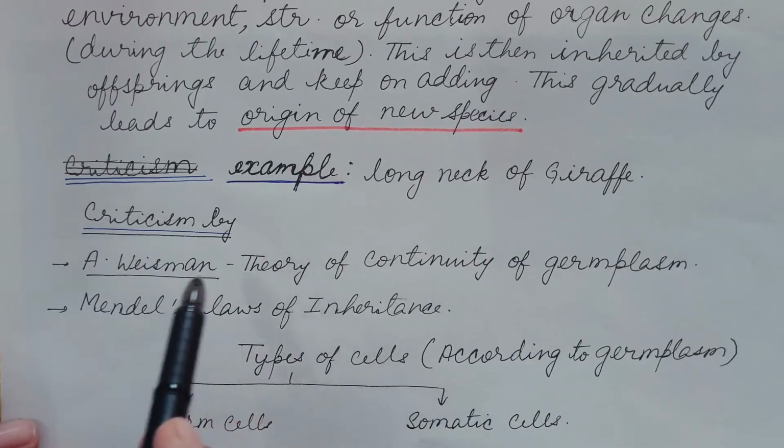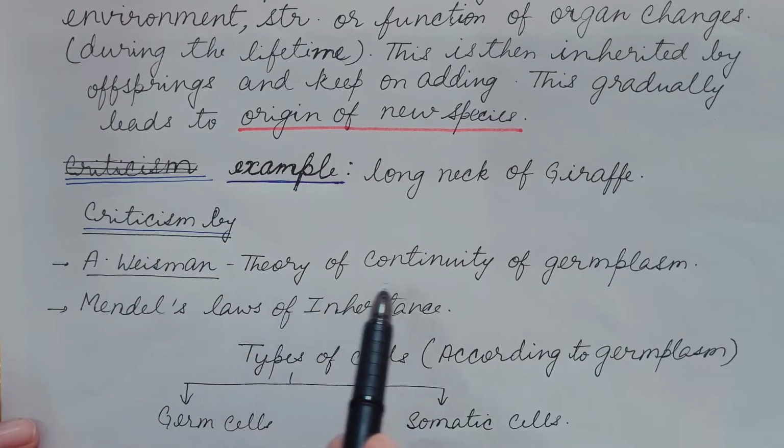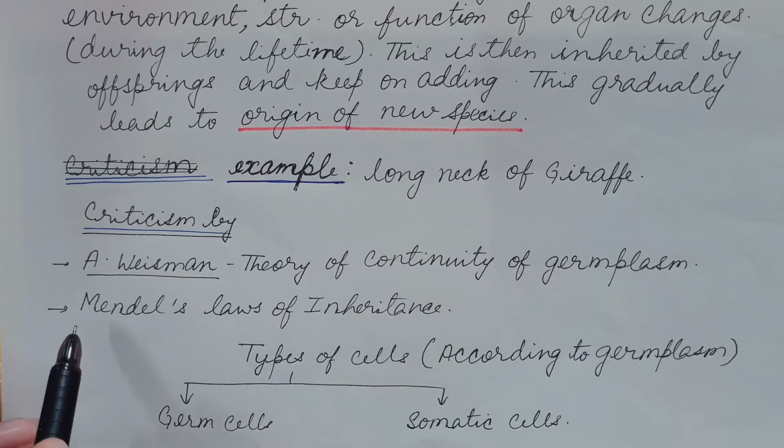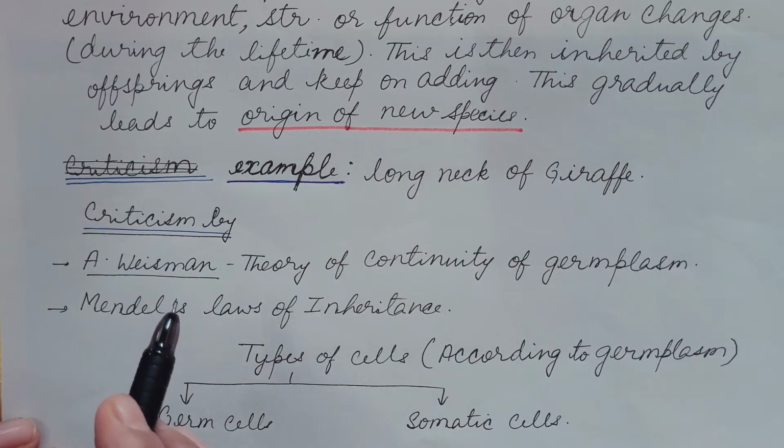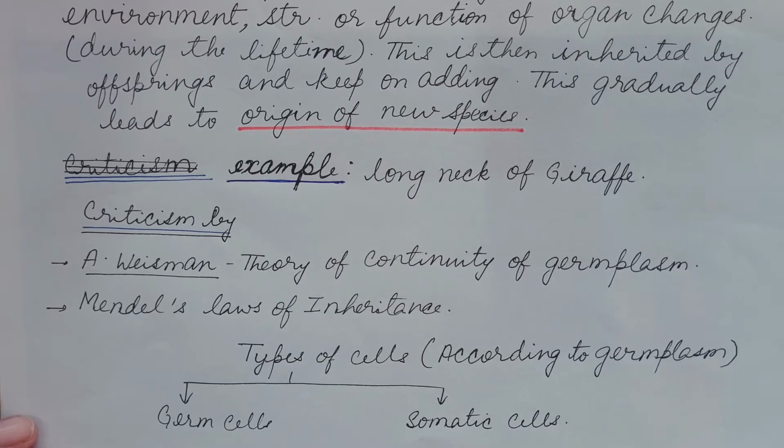So Lamarckism was criticized by August Weismann, who gave the theory of continuity of germplasm, and by Mendel's law of inheritance. August Weismann did his famous experiment in 1904. He cut off the tails of rats for 80 generations, but tailless offspring were never born.